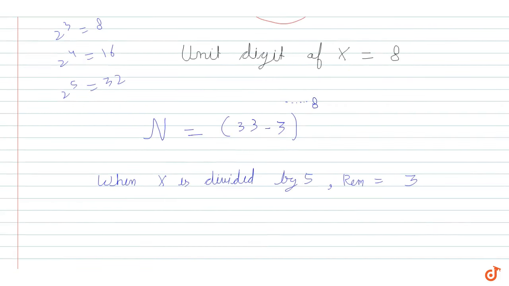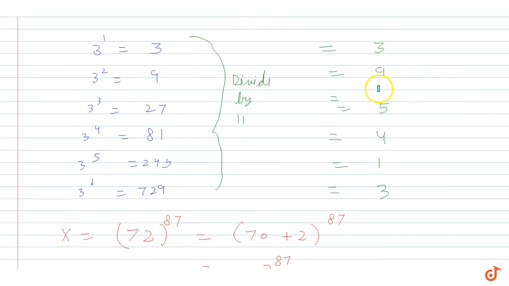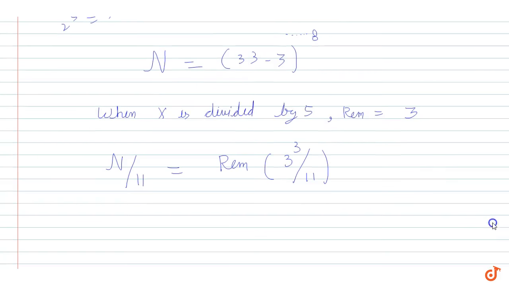So when we divide N by 11, the remainder is equal to 3 raised to power 3 upon 11, because the remainder is 3. So 3 raised to power 3 by 11. And in the case of 3 raised to power 3, we have already seen that the remainder is equal to 5. So what is the remainder now? Now the remainder is equal to 5. So this is the answer for this question.